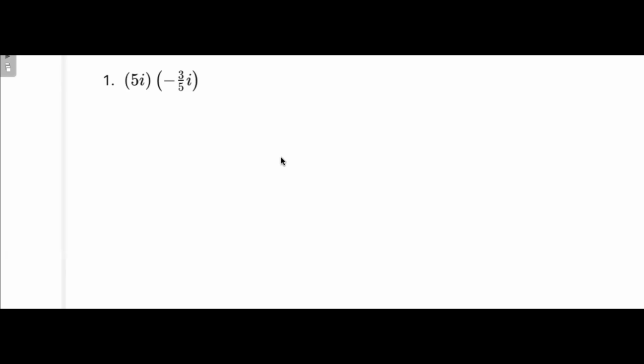Right, so let's start solving the questions on complex numbers. In the questions from exercise 1.1, we are supposed to represent all these complex numbers in a plus ib form. So this is our first question.